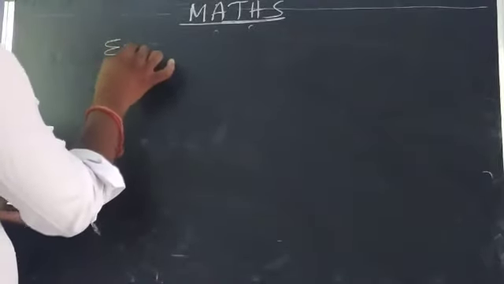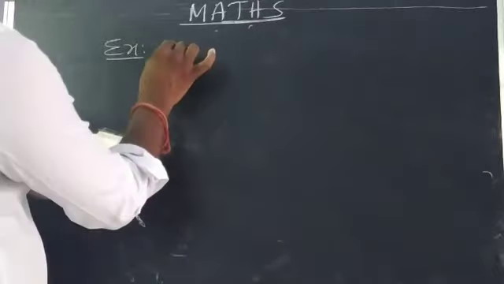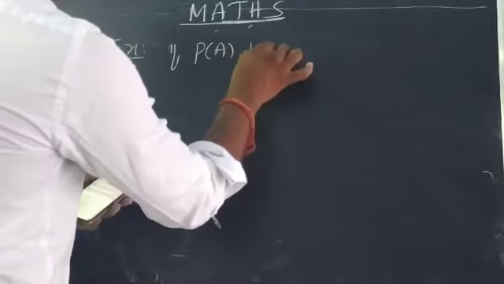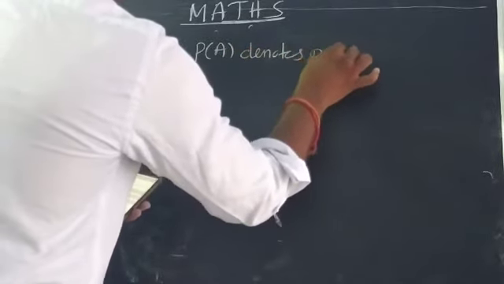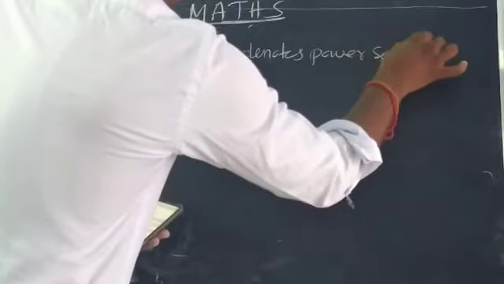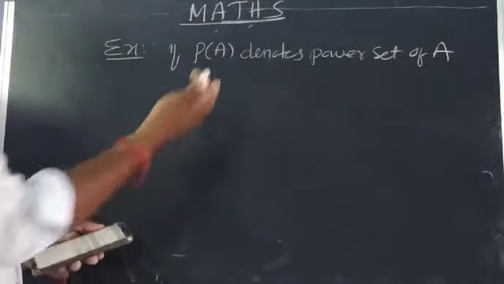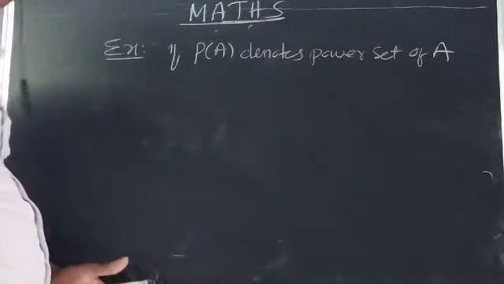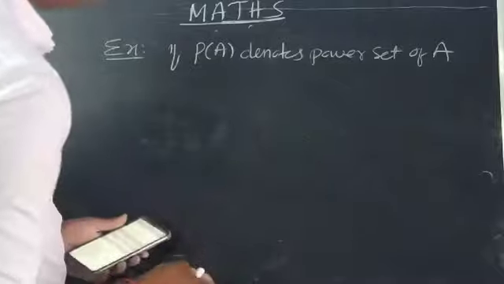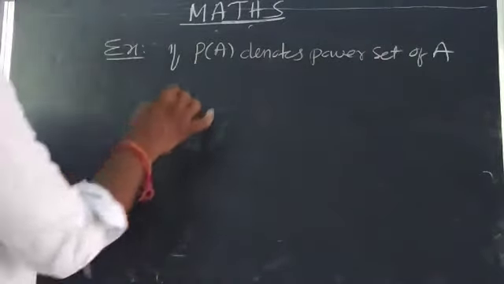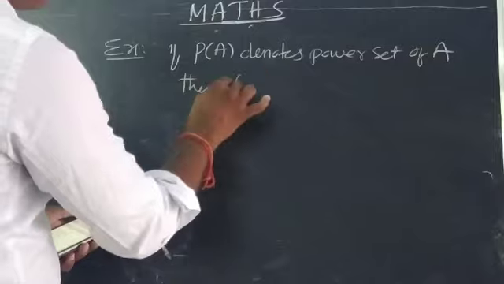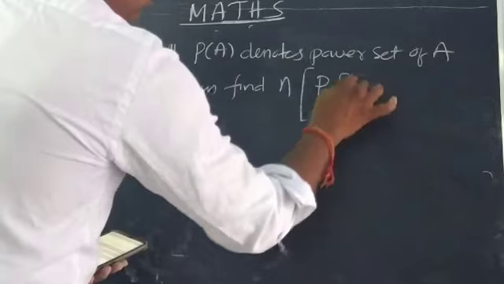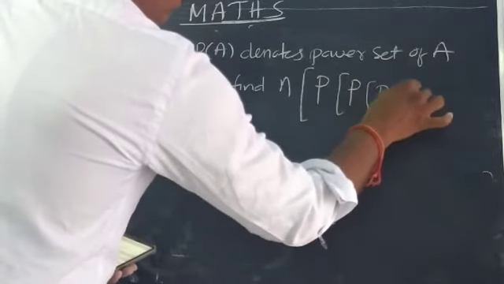Next example. If P of A denotes the power set of A, we know what a power set is. Power set is the set of all possible subsets of A, right? If P of A denotes the power set of A, then find the number of elements in the power set of A.